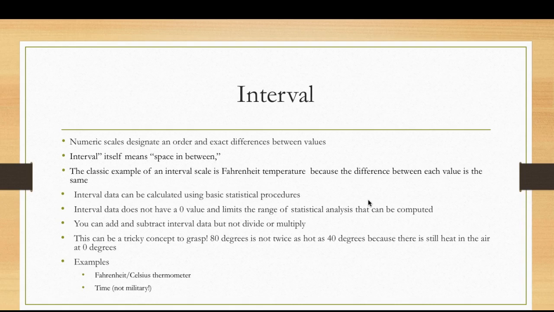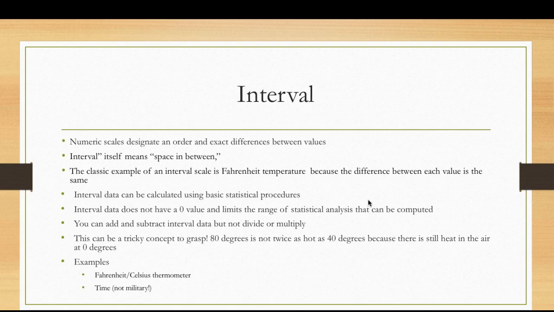So interval scales. These are numeric scales in which we know not only the order, but also the exact differences between the values. Like the others, you can remember the key points of an interval scale pretty easily. Interval itself means space in between, which is the important thing to remember. Interval scales not only tell us about order, but they also tell us about the value between each item. The classic example of an interval scale is temperature, because the difference between each value is the same.